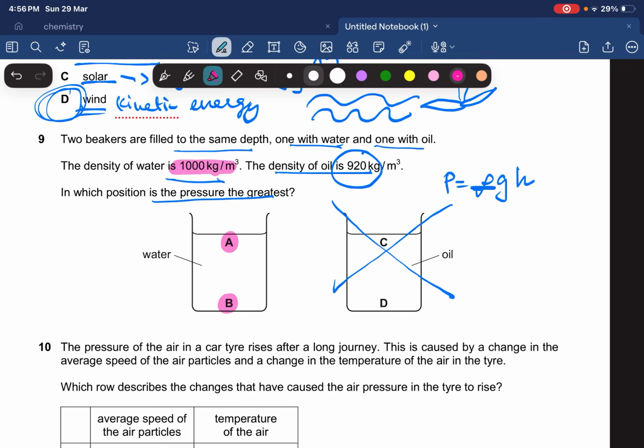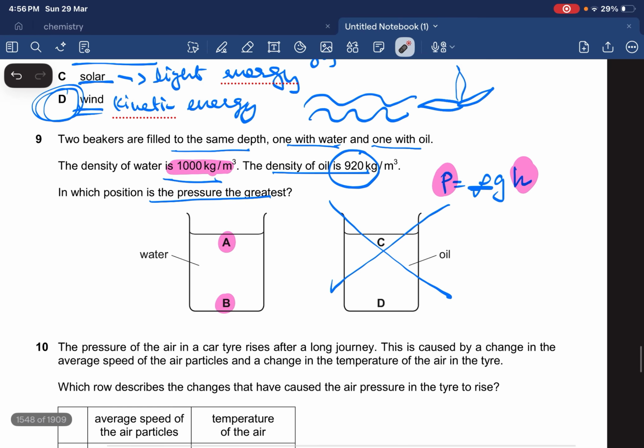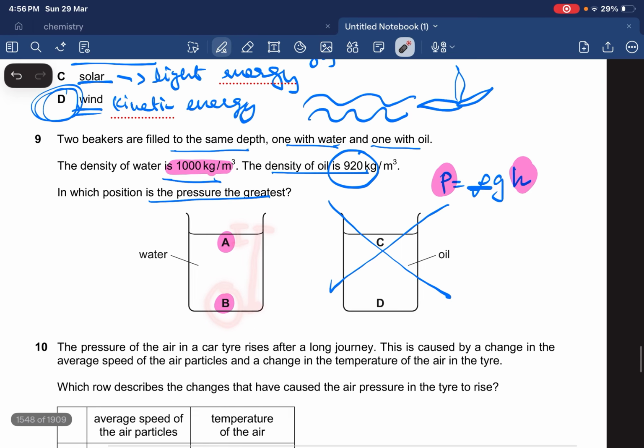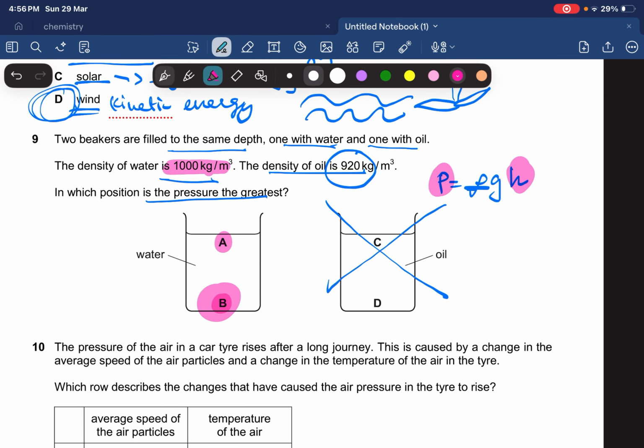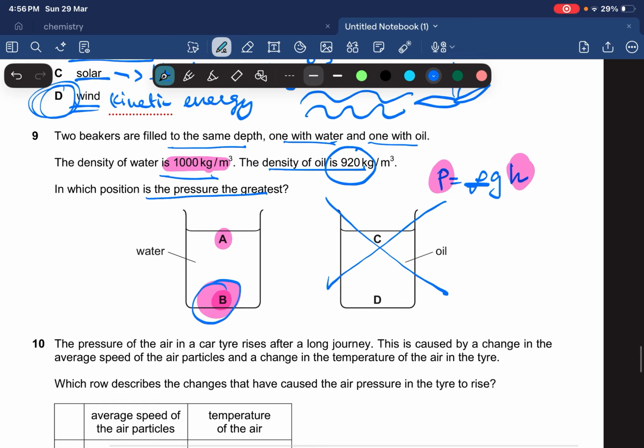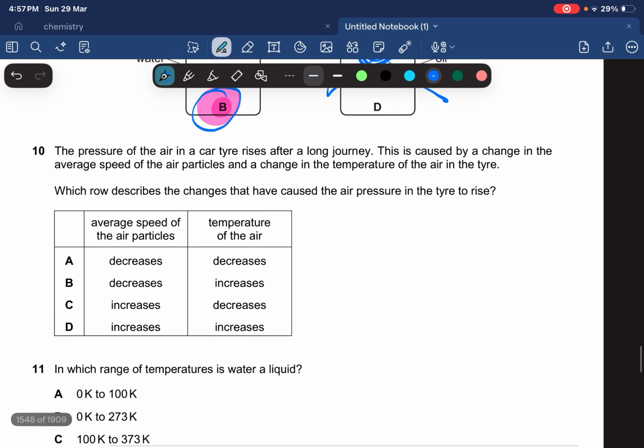Position B. The second thing that pressure depends on is your height. You should have greater height. Position A has less height. Position B has greater height. So the answer is going to be B. B is going to have the greatest pressure, and the least pressure is going to be at C. And I hope you understand why.